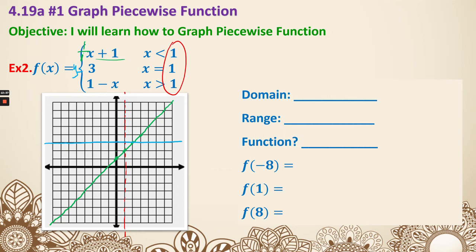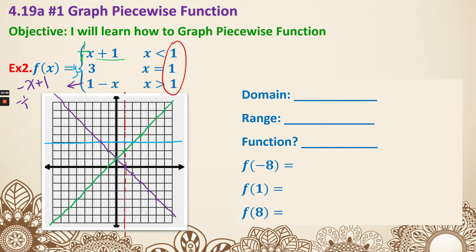And the last one is 1 minus x, which is negative x plus 1. So it's basically the slope is negative 1 over 1. So at 1, down 1 over 1, down 1 over 1, down 1 over 1. That's constantly going down. So there is my line right there.